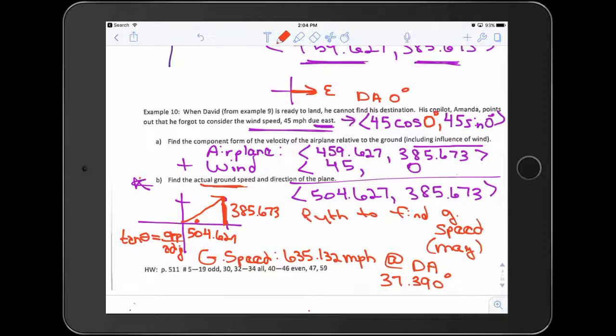Okay, so if you look at this homework here, this is again 6.1, section 6.1. We've already done these, so we don't need to worry about those, but you're doing 30, 32 through 34 all, 40 through 46, just the evens. Don't worry about 47, and then do 59.